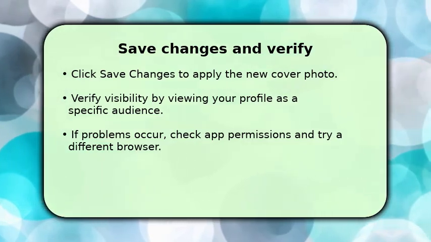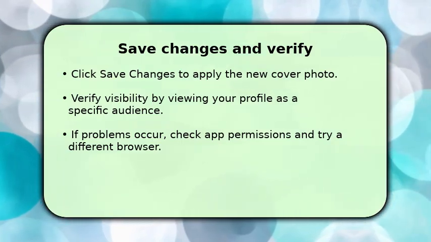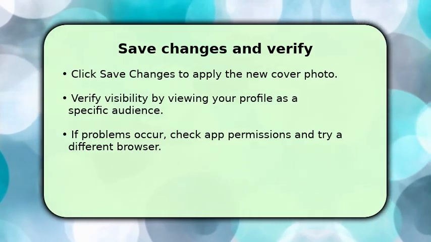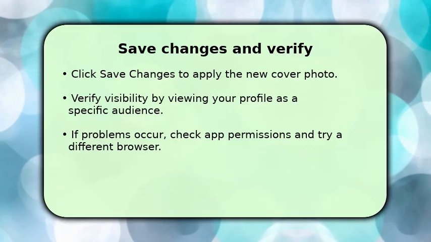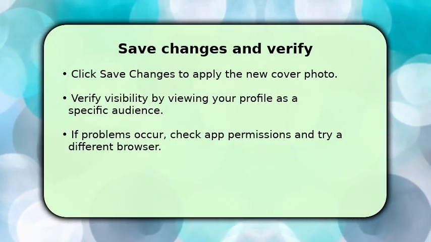If the cover still shows publicly or the privacy button is missing, make sure the Facebook app has storage and photo permissions, clear cache, or try a different browser. As a troubleshooting tip, re-upload the image in a different format, JPEG versus PNG, if the privacy.